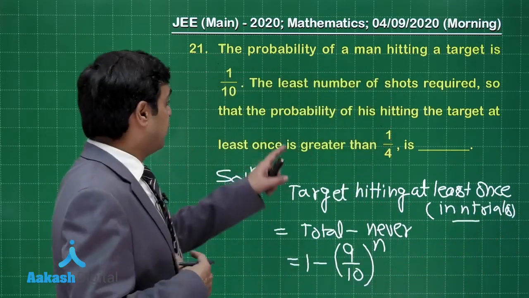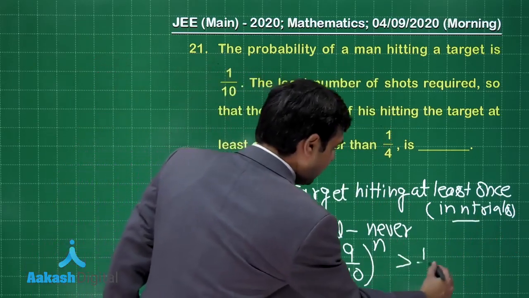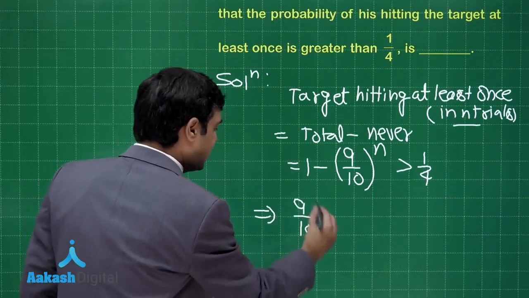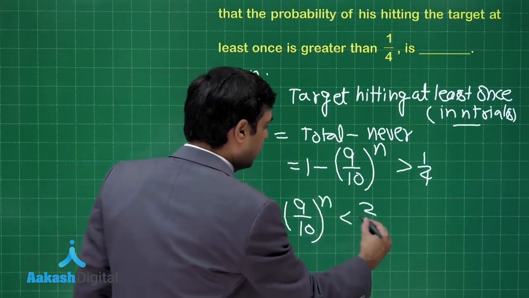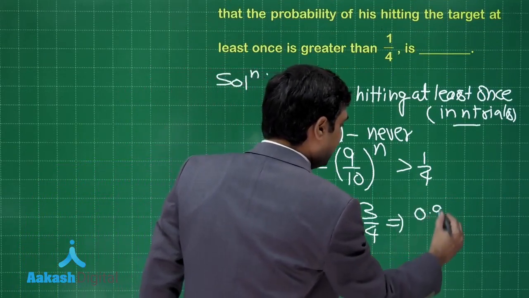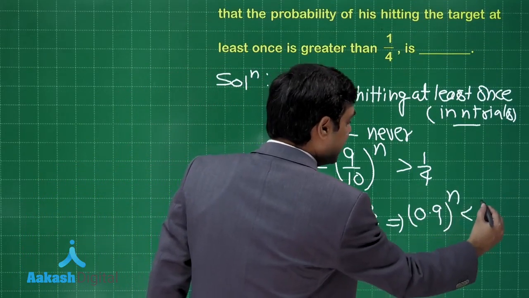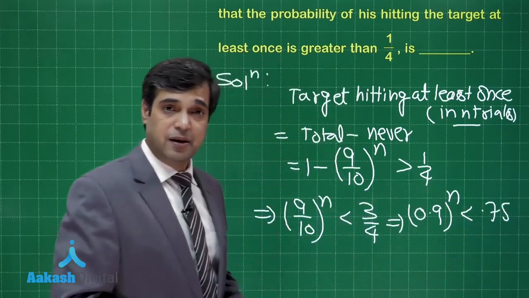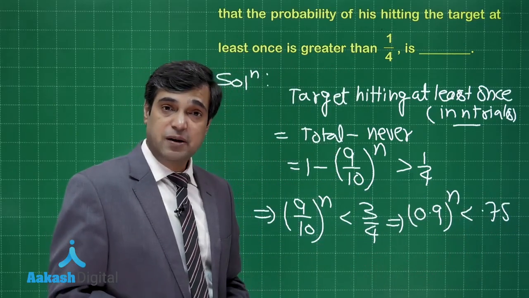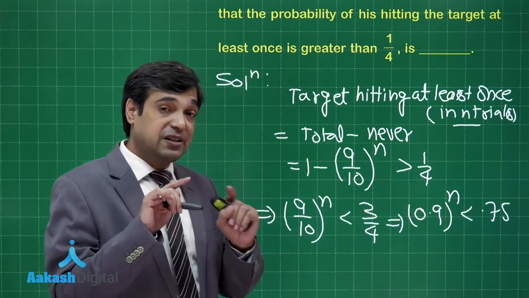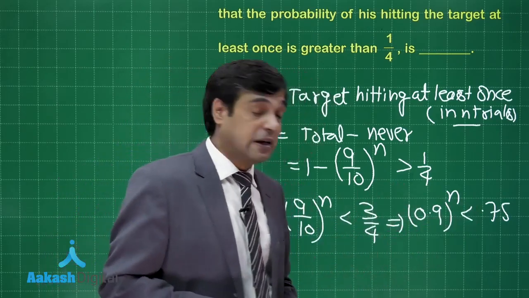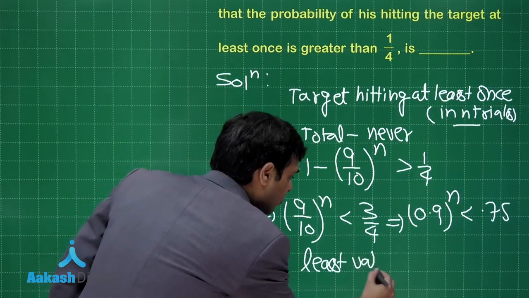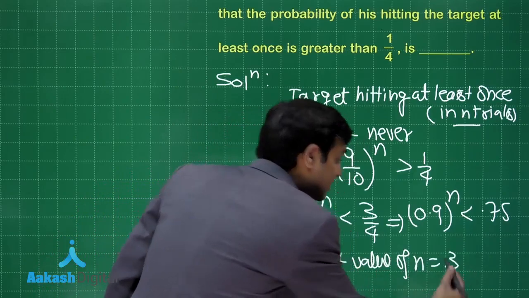All right. So it is given it is greater than 1 by 4. We have to find the solution for it. So from here we can see 9 by 10 raised to the power n is less than 3 by 4. So we have 0.9 to the power n less than 0.75. Now when we try to put some values for n, we can see 0.9 square is 0.81, 0.9 cube is 0.729. This is less than 0.75. So what is the minimum value of n? Least value of n is simply 3.